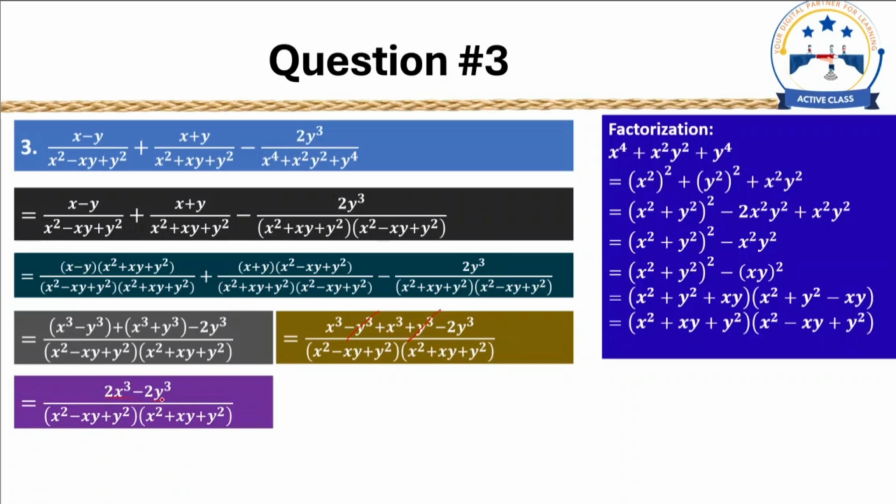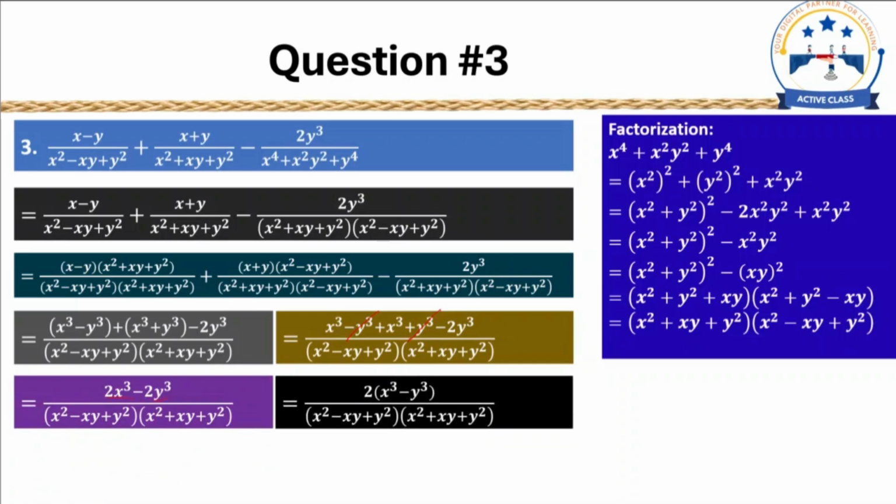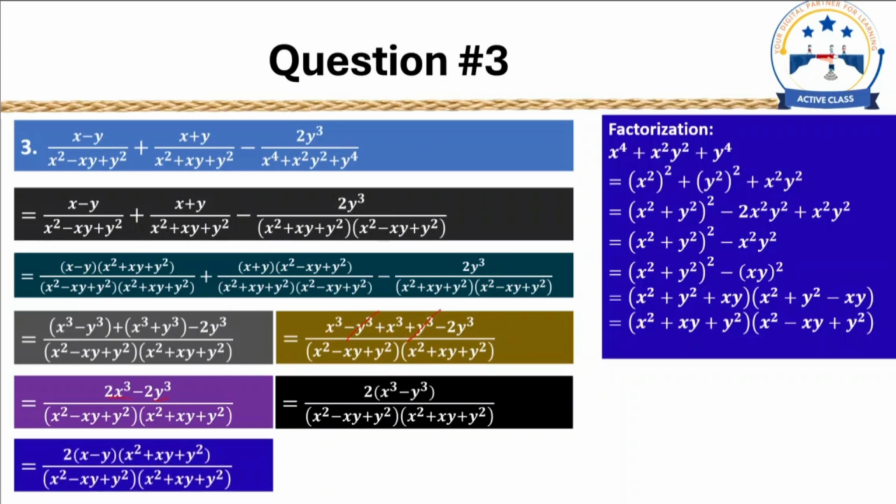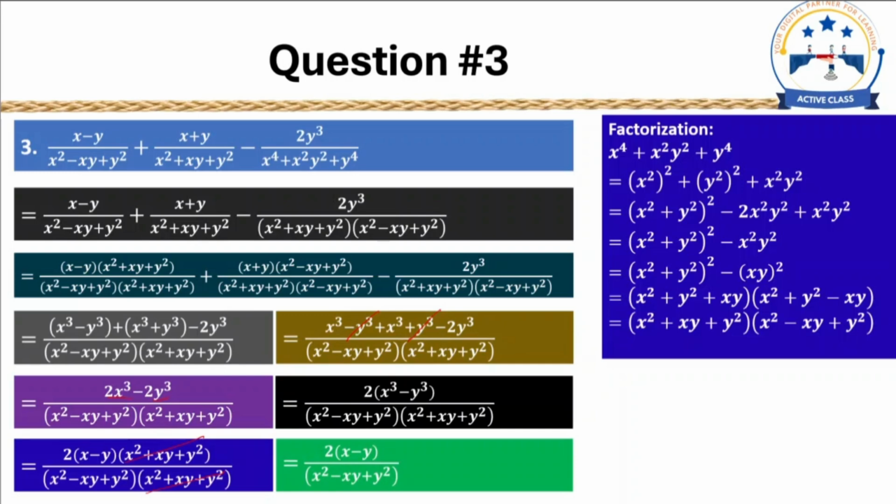Now we can take 2 common in the numerator. Same thing I've done in the next step. And finally we got x cubed minus y cubed. We again have to expand this x cubed minus y cubed. Can you please tell me the expanded form of x cubed minus y cubed? This is x minus y times x squared plus xy plus y squared, isn't it? Finally, this x squared plus xy plus y squared, I can cancel from both numerator and denominator, and my answer will be 2 times x minus y divided by x squared minus xy plus y squared.